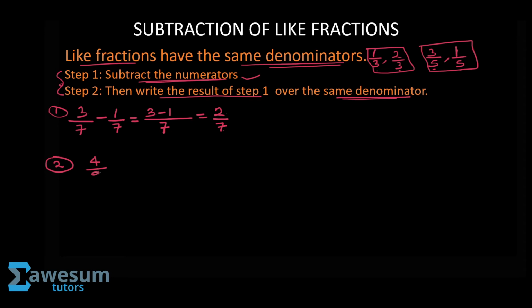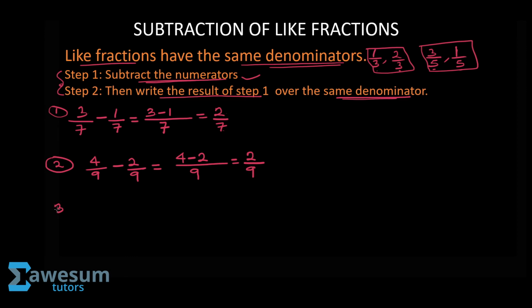4 over 9 minus 2 over 9. How do we solve this? The numerators are 4 and 2, so that will be 4 minus 2, and the same denominator is 9. So my answer is going to be 4 minus 2 is 2 over 9.